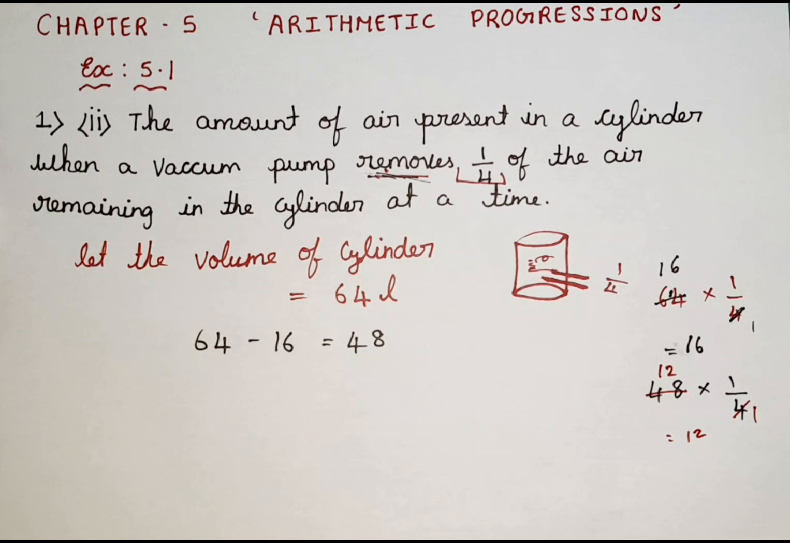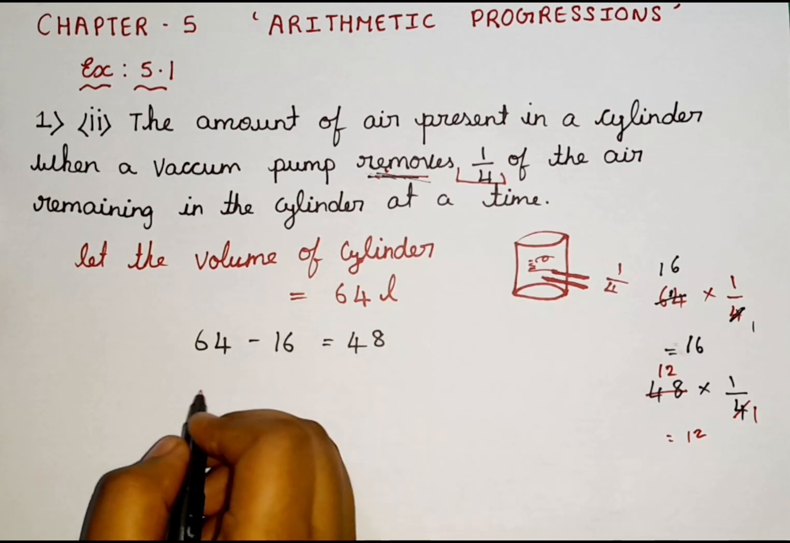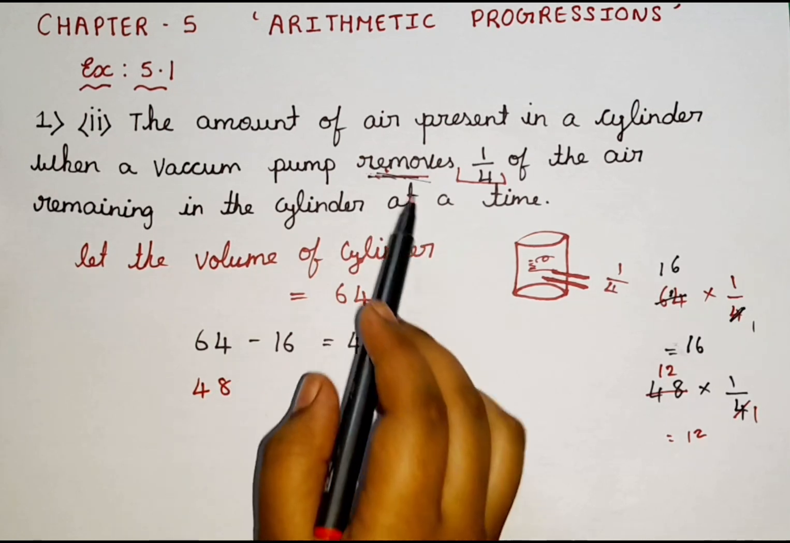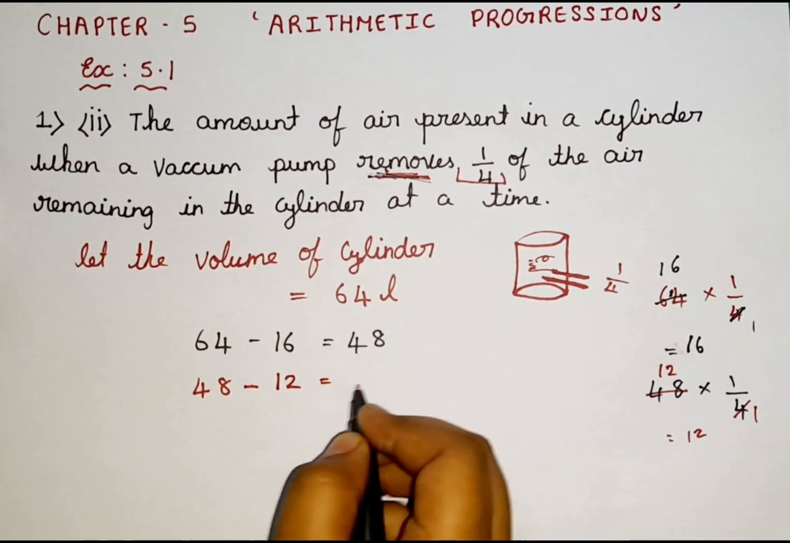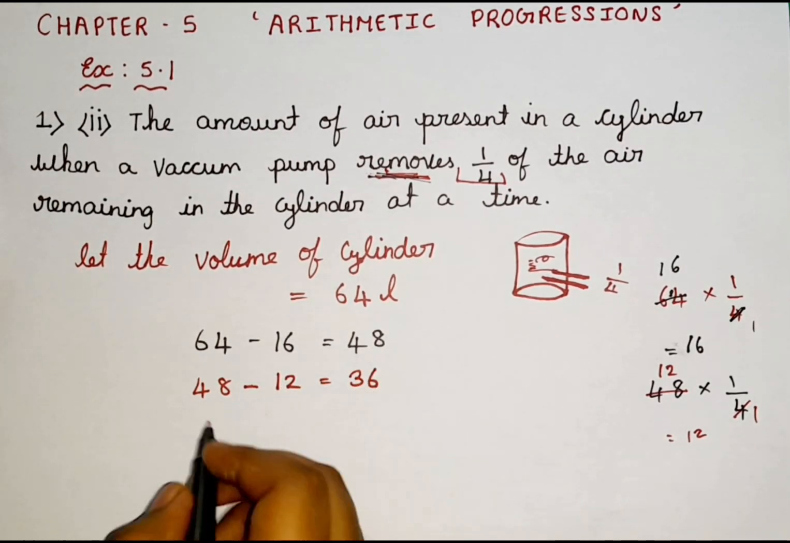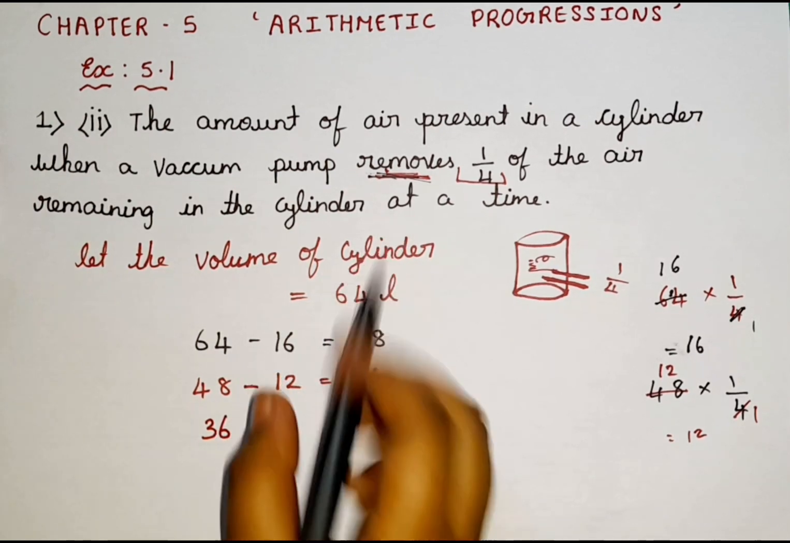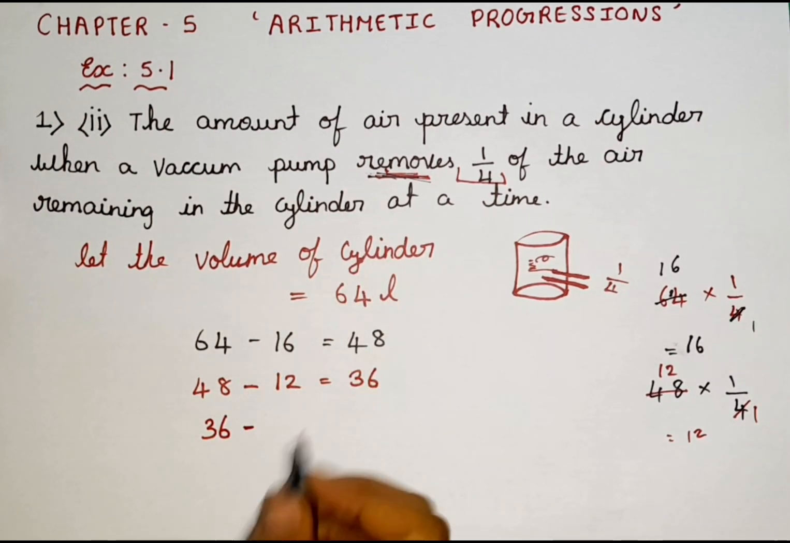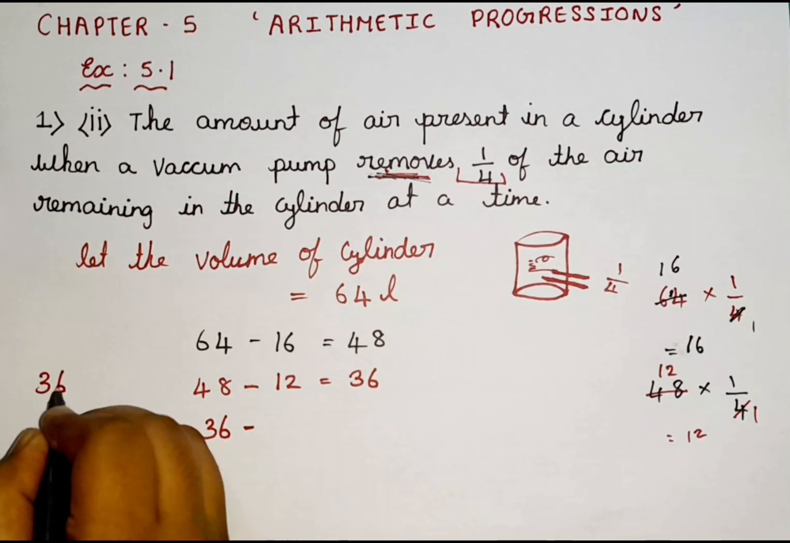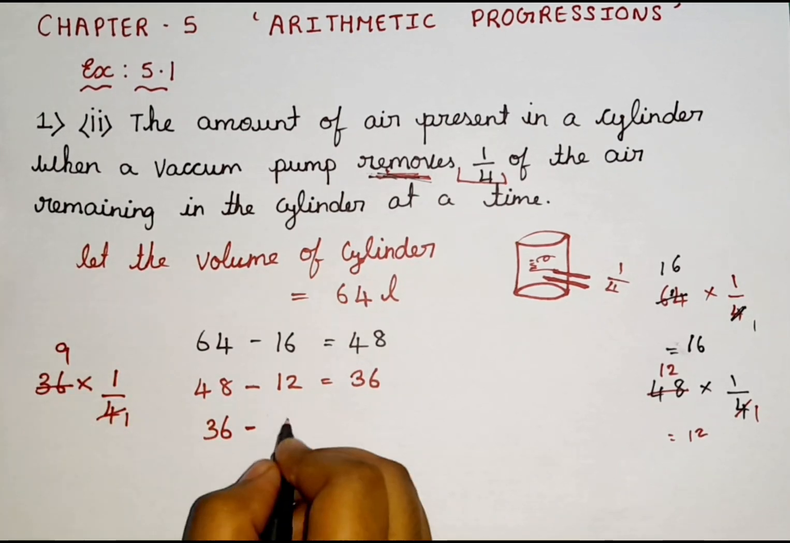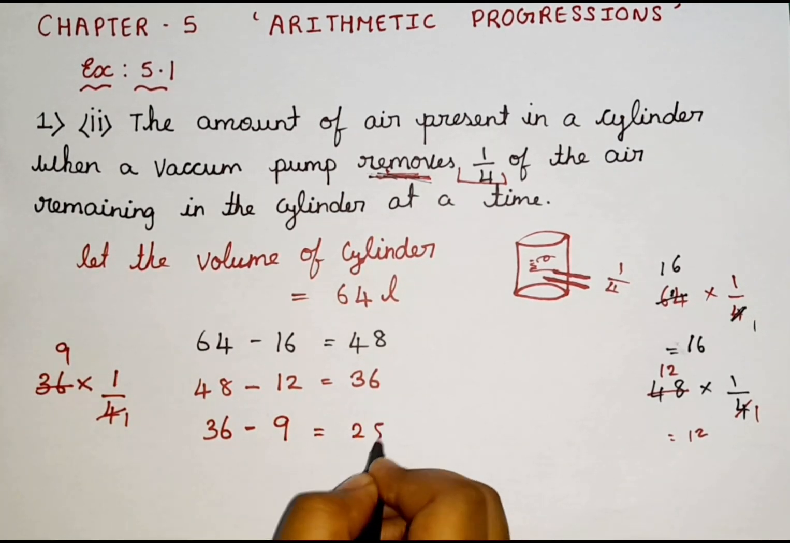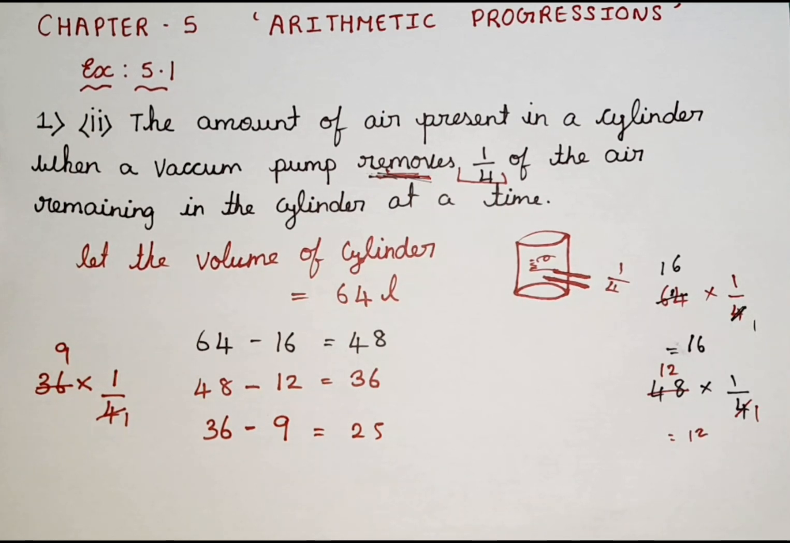Now since I got 12, write this 48 as it is. As you guys know, they are removing, right? So minus 12, it is equal to 36. Again write the 36, and since they are removing, subtract it. With which number? Here again we can do 36 into 1/4. Cancel, we will get 9. So minus 9 is equal to 25. The only aim is we want an AP here, so we can just do it randomly like that. No worries.